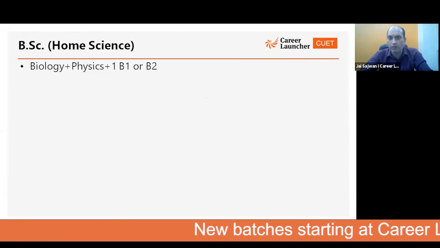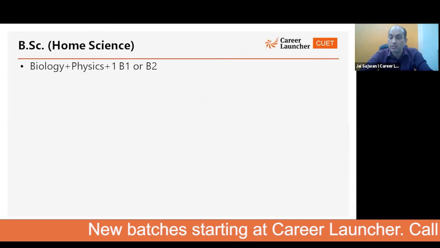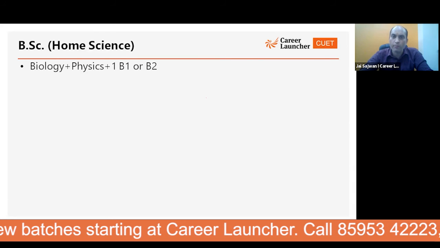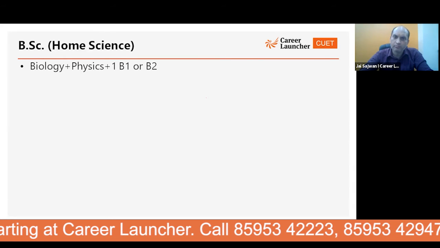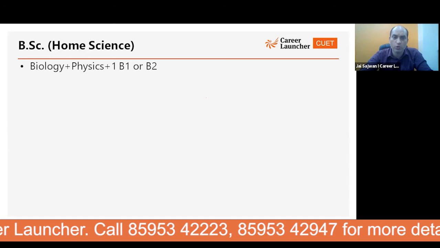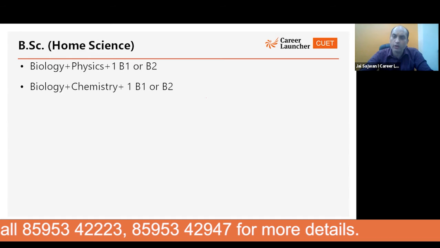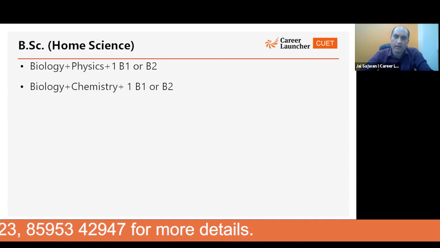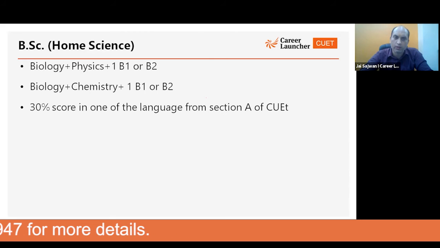Now home science, if you really want to go for home science, the similar criteria is there. Go for biophysics and one from B1 or B2. Here there is no strict constraint. Or you can also take chemistry, because their criteria is that we want to take a science student, and 30% is the score that you need to score in CUET exam.